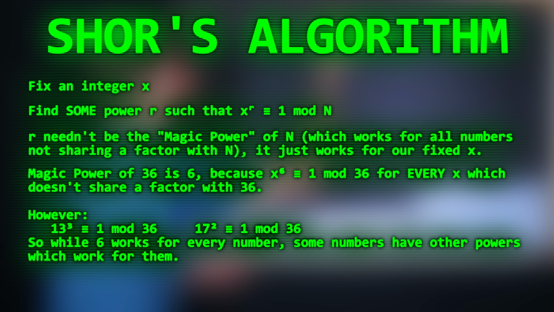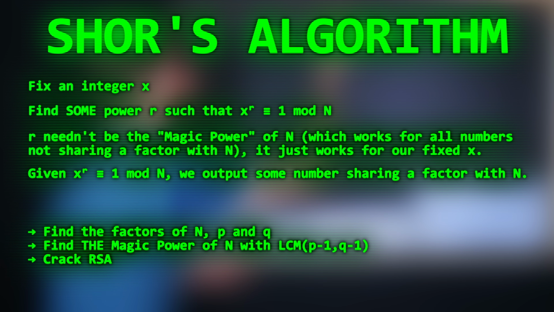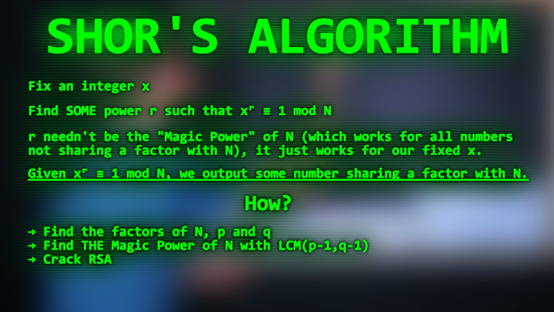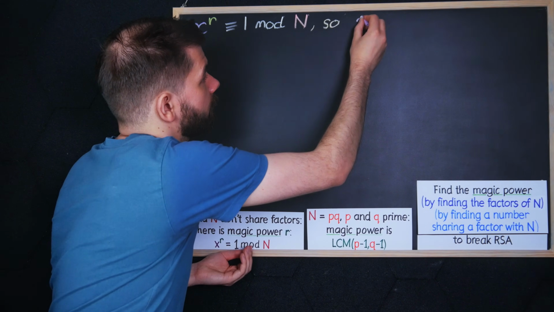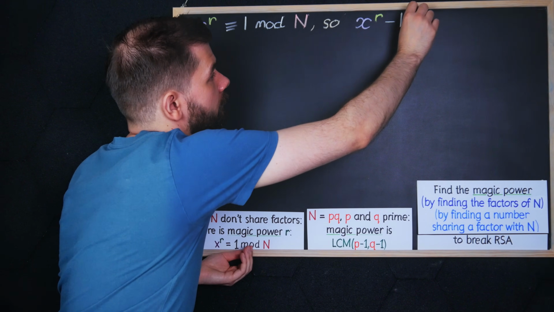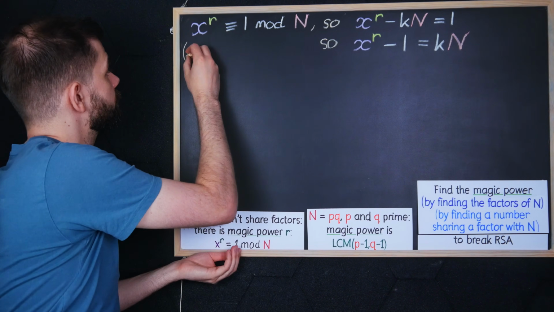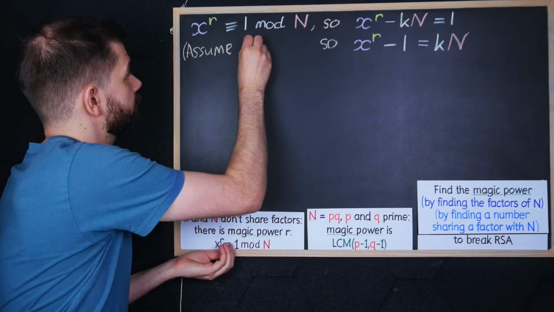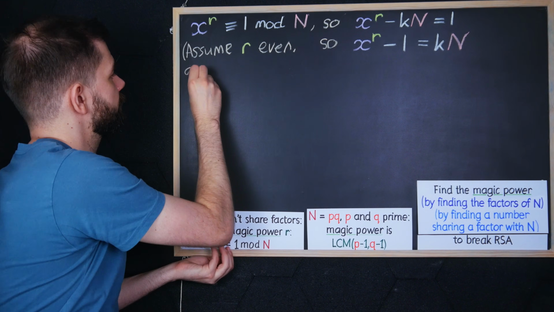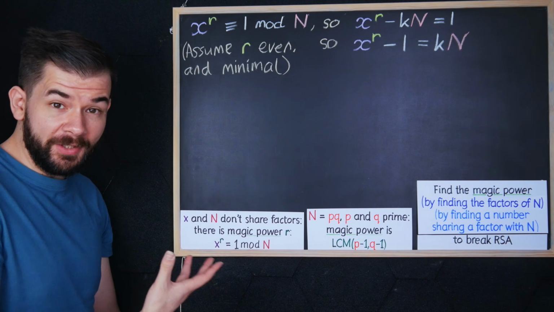Shor's will just output a power that works for our choice of x, then turns that into a number sharing factors with n, and we can proceed from there. We'll explore this step first, which uses a trick you learnt in high school. If x to the r is 1 mod n, well remember that means that x to the r, after deleting a whole bunch of n's, is 1, which we can rearrange into this. We're also going to assume that r is the smallest power that has this property, and for now we'll assume that r is even.